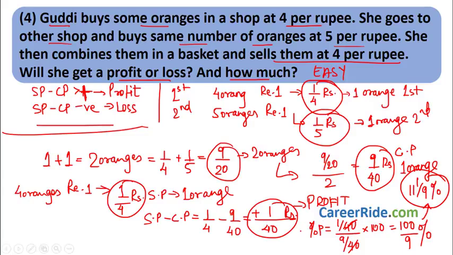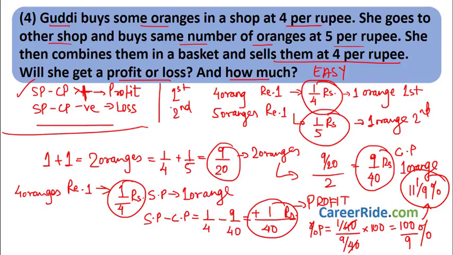We solved it with common logic. How did we trace it? First, we do not know whether it is profit or loss. How to determine whether it is profit or loss? When selling price minus cost price is positive, we get profit. Selling price minus cost price, if it is negative, we get loss.